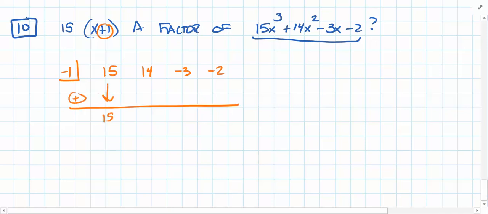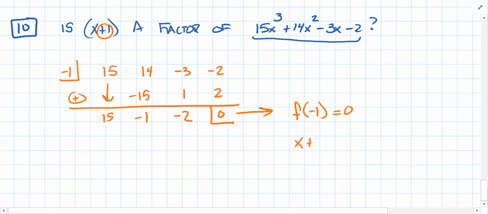Negative 1 times negative 1 is positive 1. Add these up, I get a negative 2. Negative 2 times the negative 1 is a positive 2. That gives me a 0. So because I get a 0 here, I know that f of negative 1 equals 0. And that means that x plus 1 is a factor.